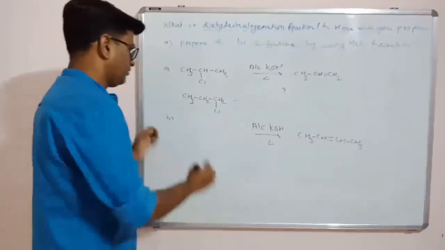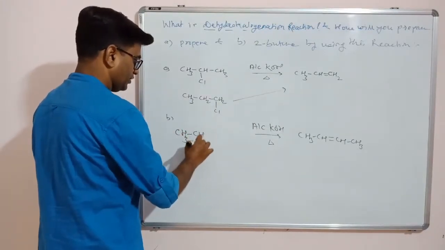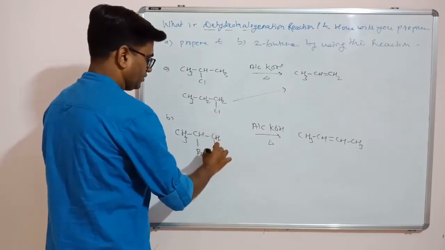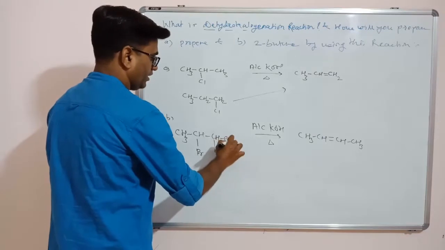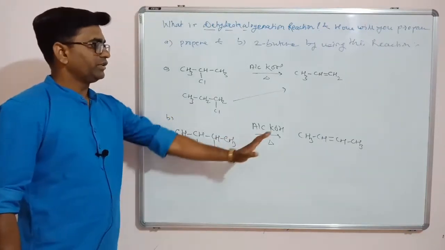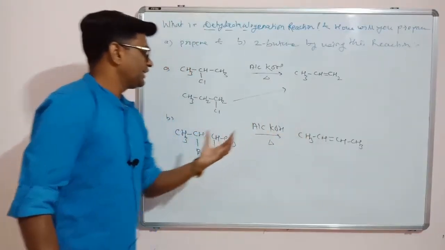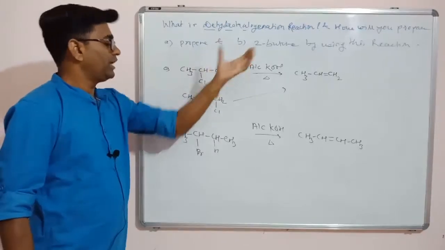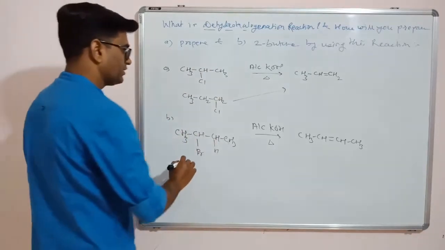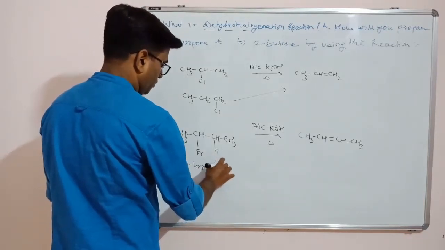You just have to mention that in the starting material. So CH3, CH, suppose this is Br, and this one is CH, so here will be H. So this may be the starting material for this reaction. Or you can say that 2-butene can be synthesized by dehydrohalogenation from 2-bromobutane. The name of this compound is 2-bromobutane.